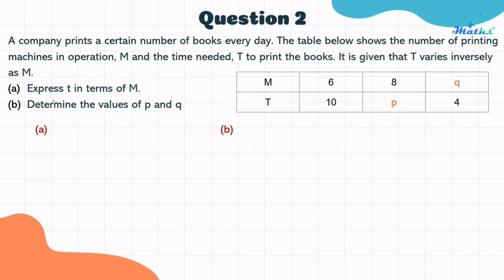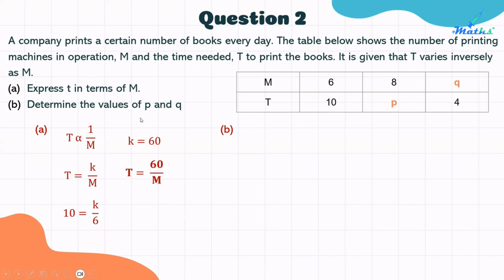Express T in terms of M. T varies inversely as M, so our equation form will become T equals K over M. Now we use this information: T has a value of 10 and M is 6, so our K is 60. So T will equal 60 over M.